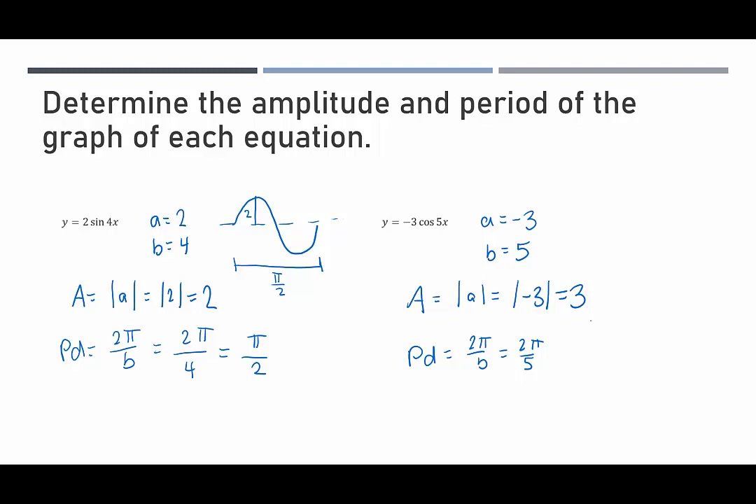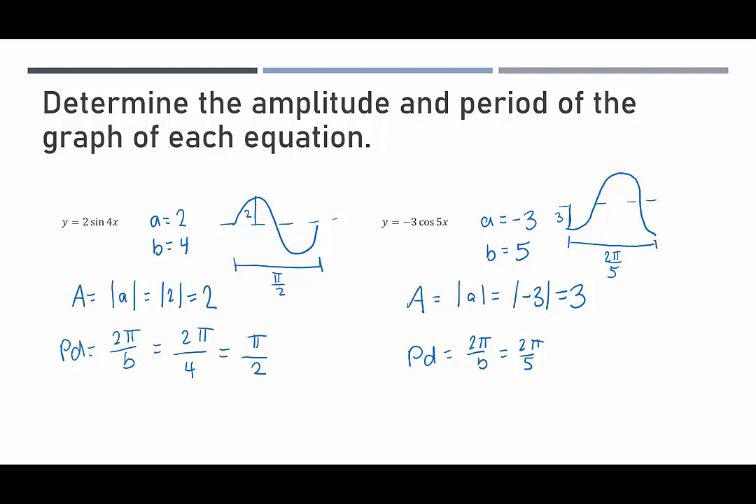What this tells us about this cosine graph is that because a is negative, it's -3, we start at the minimum instead of the maximum. So we go from the minimum through the midline up to the maximum, back down to the minimum. The midline's right in the middle, and that means that from that minimum point to the midline is a distance of 3. And from that minimum to the next time we see a minimum of the graph, that's a distance of 2 pi over 5.